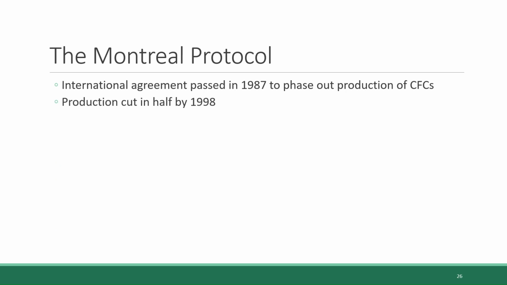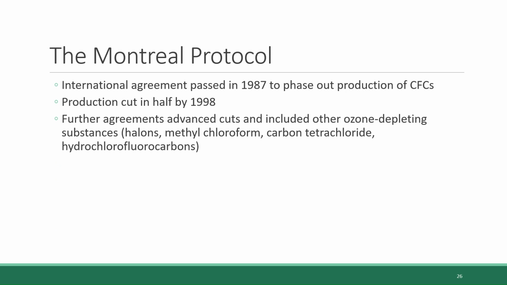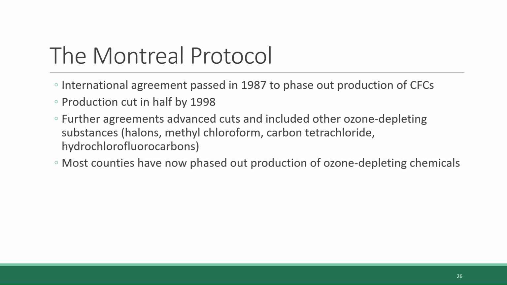The Montreal Protocol was a plan to phase out production of CFCs, and it had nations agree to cut CFC production in half by the year 1998. There have been several follow up agreements since the original 1987 treaty that focused on advancing more cuts and including other ozone depleting chemicals such as halons, methylchloroform, carbon tetrachloride, and hydrochlorofluorocarbons.